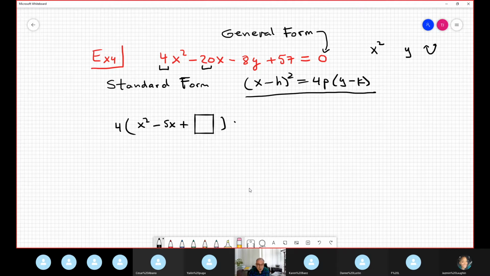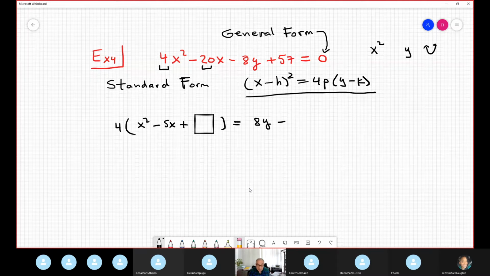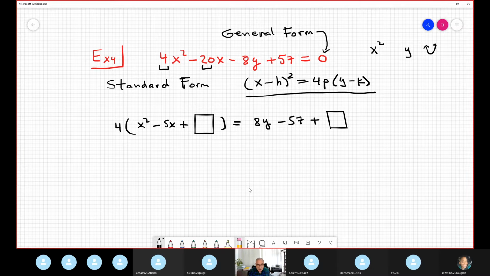Okay, and on the right, when I move the rest, the rest is 8y minus 57. And don't forget the box. The box is the number that you introduce here artificially in order to complete the square. However, when you introduce this, in order not to affect the equation, you put it in the right hand side as well, to keep the equilibrium of the equation.